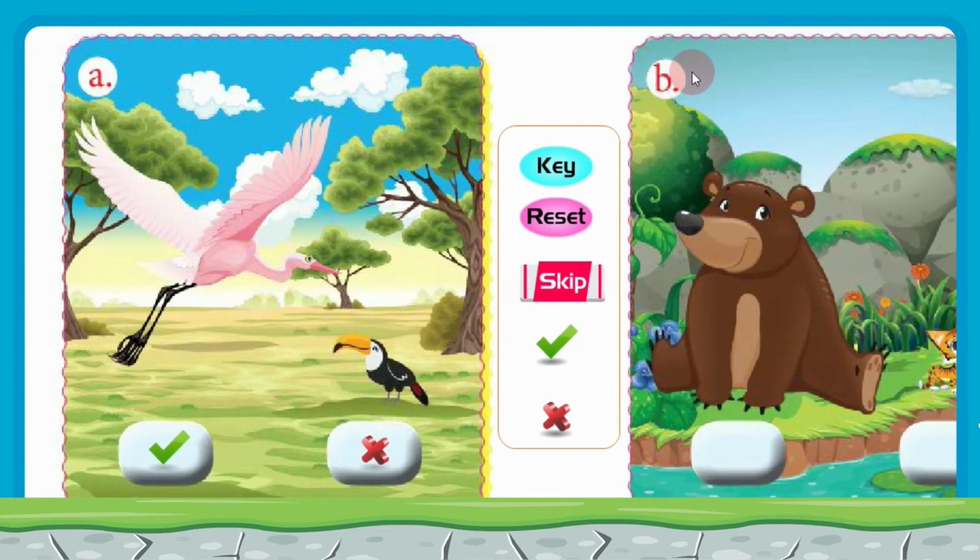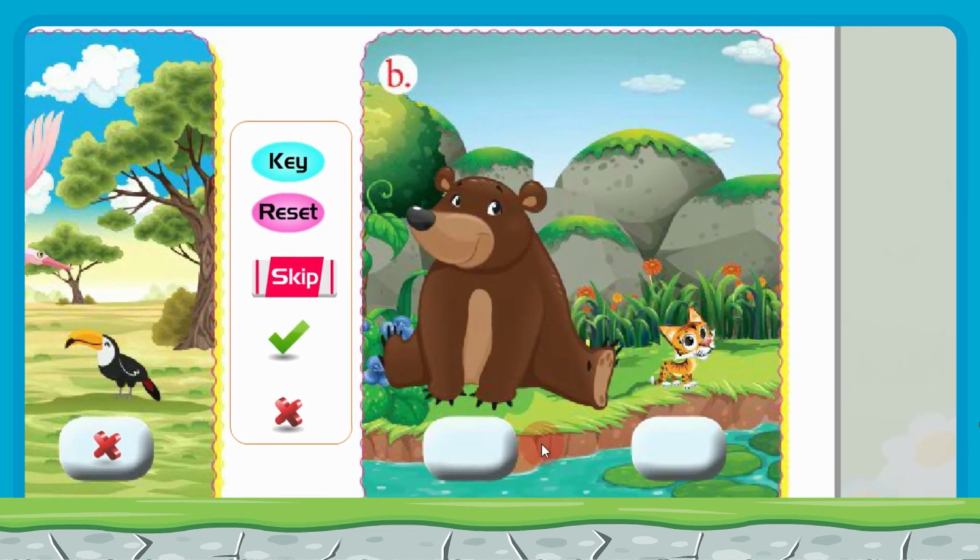Now in B we have a picture here. This is the picture of a bear and this is a cub. So bear is big and cub is small. We will put a tick mark for the bigger animal and a cross for the smaller one. Tick mark for the big one, cross for the small one. Bear is bigger than the cub. Cub is smaller than the bear.